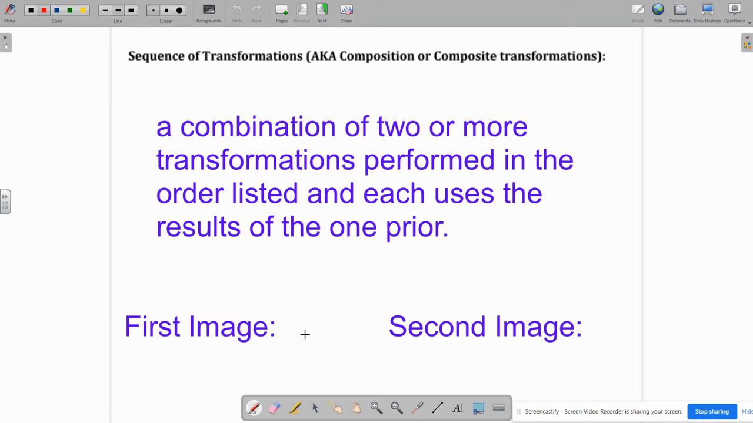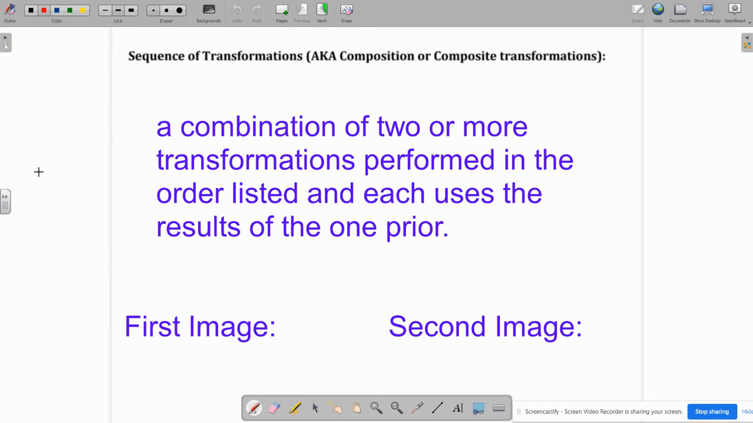A sequence of transformations, which is also known as a composition or composite transformations, is a combination of two or more transformations performed in the order that's listed, and each uses the results of the one prior.